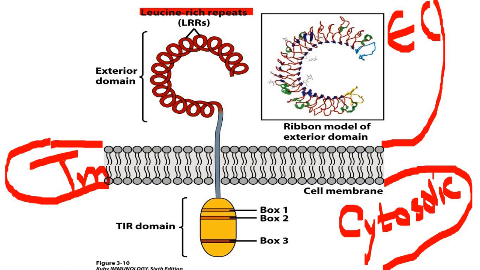The cytosolic domain contains 3 boxes, box 1, box 2 and box 3. These 3 boxes contain conserved sequences, because a TIR or Toll-like receptor is evolutionarily conserved. It is found across all phylogenetic lineages, right from the plants to the higher organisms. So, TIR domain, and TIR stands for Toll interleukin receptor. You have homology sequence, that is of box 1, box 2 and box 3.